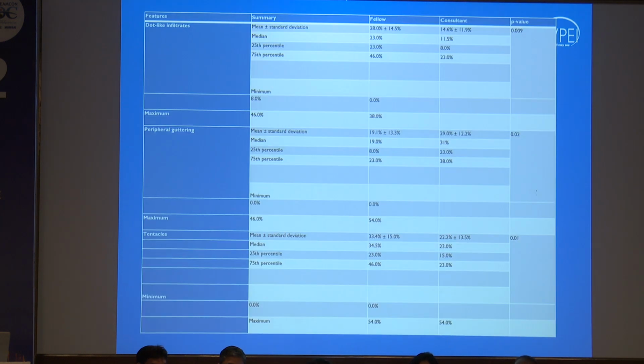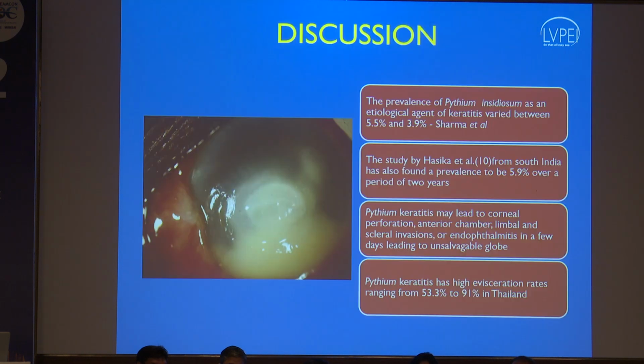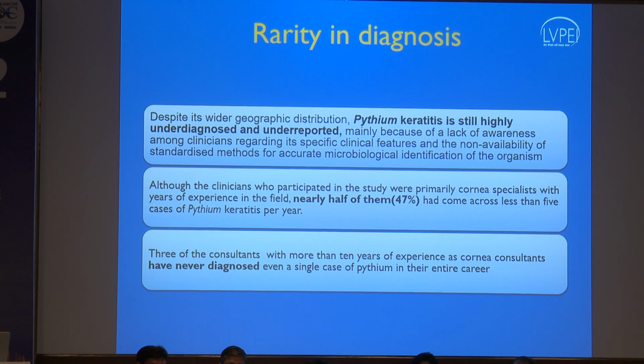The fellows were able to identify most of the dot-like infiltrates, which helped them in diagnosing, whereas the cornea consultants used more of peripheral guttering and tentacles for the differentiation. However, there was no statistically significant difference in the differentiating ability between the consultants and the fellows group. Analysis also showed that the years of experience had a significant association with the identification of clinical features. As we know, the prevalence of Pythium is around 5.5 to 3.9% in India, but it has a high evisceration rate which ranges from 53.3 to 91%. Despite this wide geographical distribution, Pythium keratitis is still highly underdiagnosed and underreported.